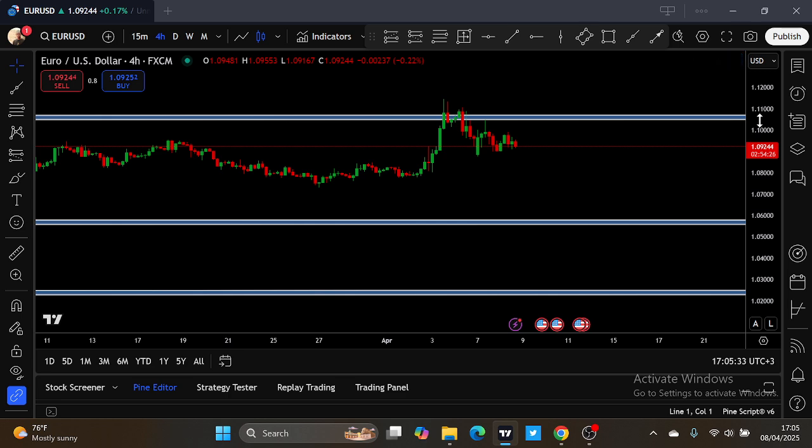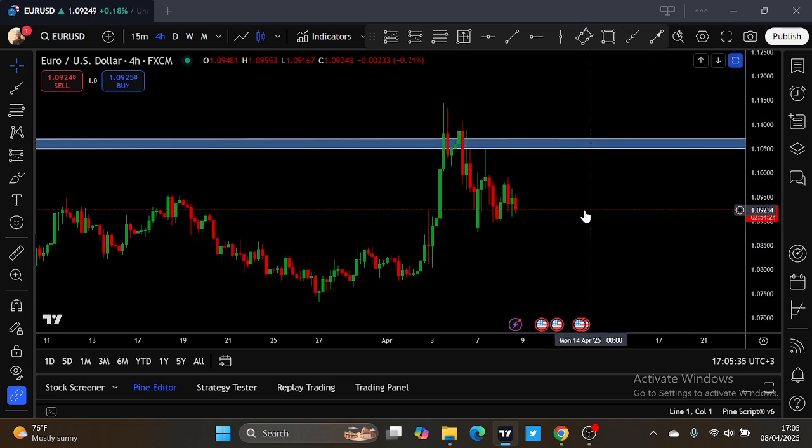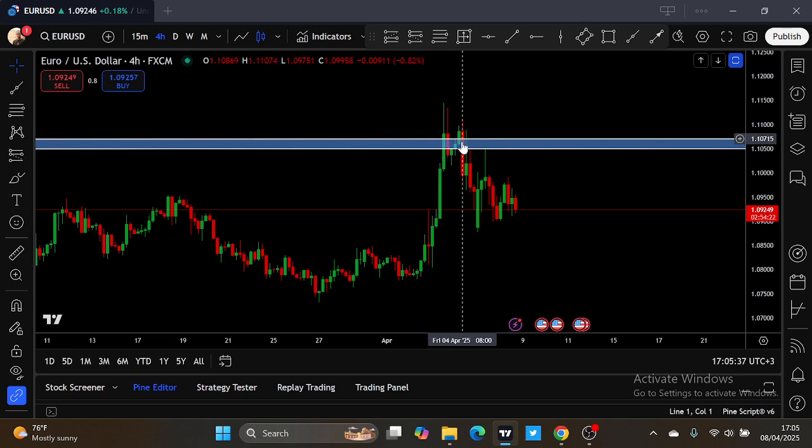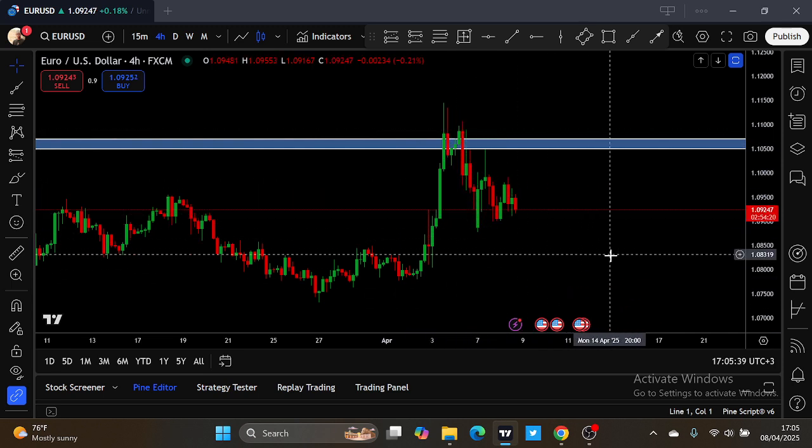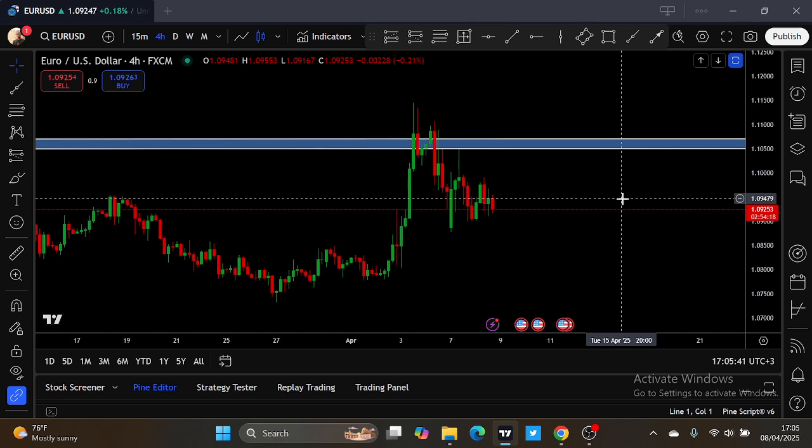So now we come to the 4 hour to see more detail. What is the 4 hour saying? The 4 hour gave us a 4 hour double top here. We dropped, however, we're still retracing. So what do we do? You remember what I told you about trend lines for confirmations of entries? Now this is where it comes in.